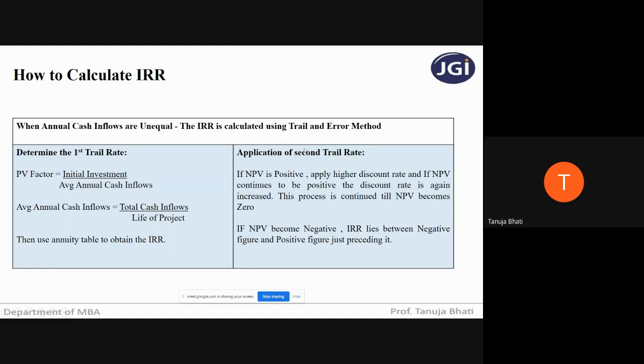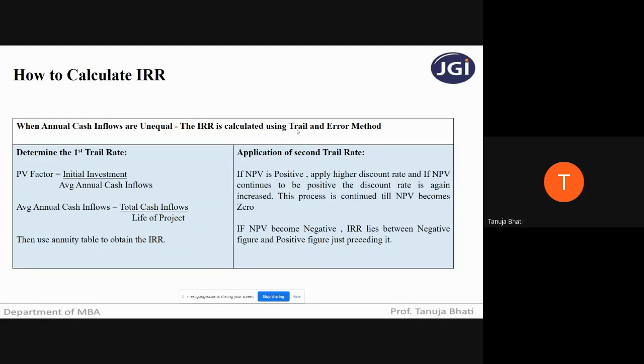Now the word itself says, trial and error method is to use a judgment, just to try, and if that is not the correct rate, then you have to change the rate. So trial and error method is a judgment method. So the first step is to determine the first trial rate. Trial means you're just going to try a particular rate. Now which rate should I try first? Suppose I have a particular investment, can I just randomly pick any rate as IRR? Can I just pick 10%? No.